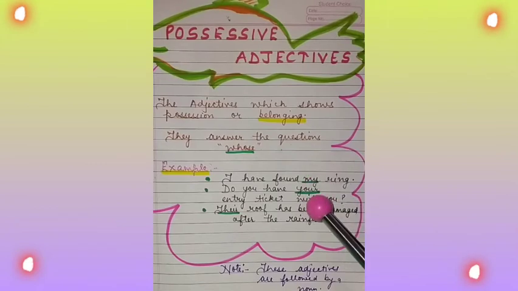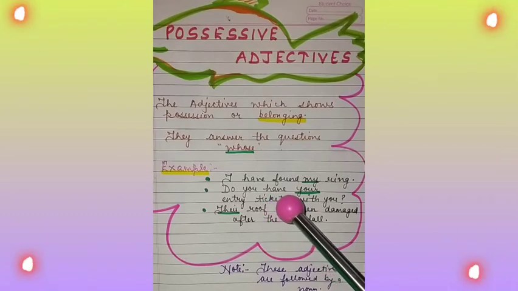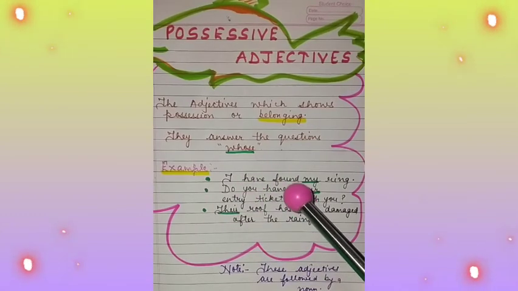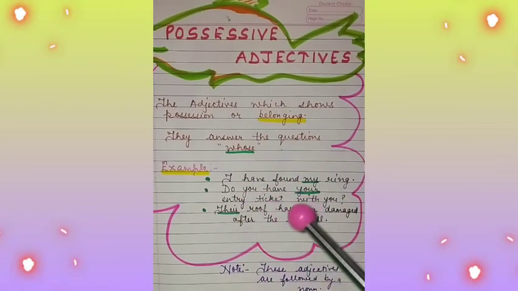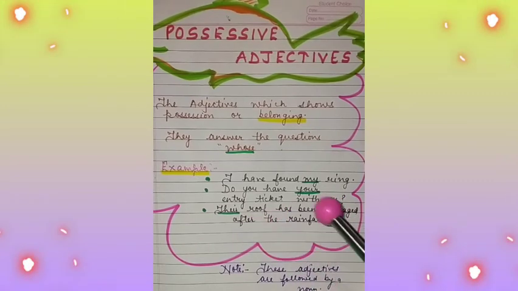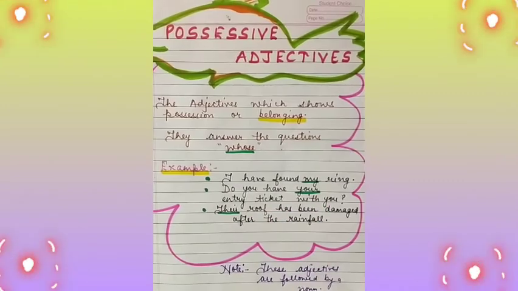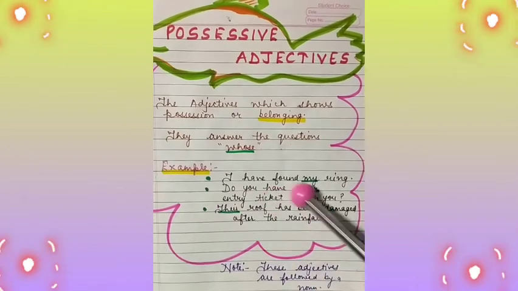That ring belongs to me. Do you have your entry ticket with you? Do you have your? Your shows the belongingness. Entry ticket means whose entry ticket? Yours. Their roof has been damaged after the rainfall. So whose roof? Their roof.